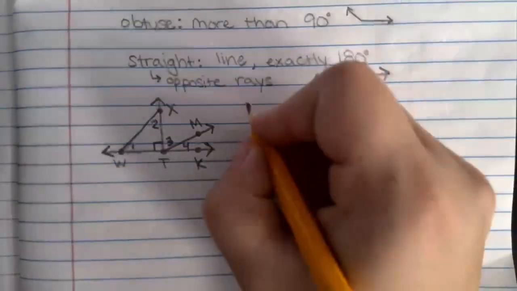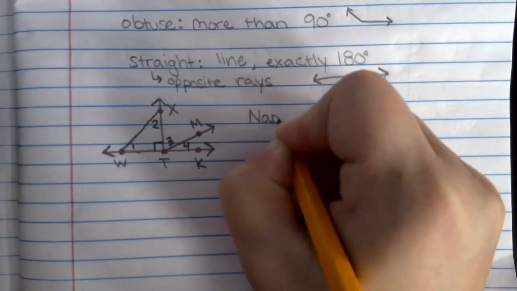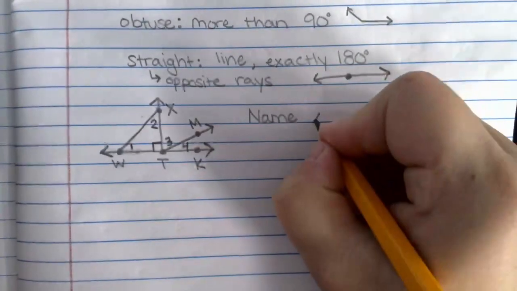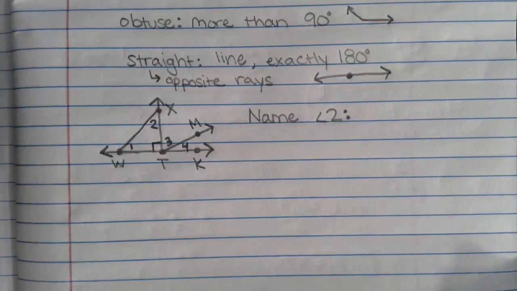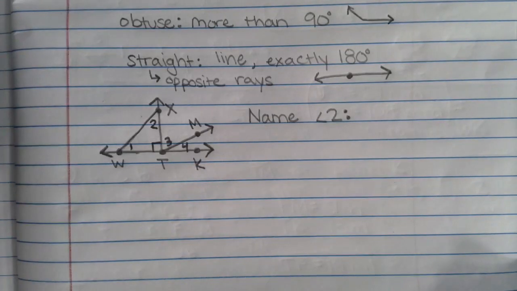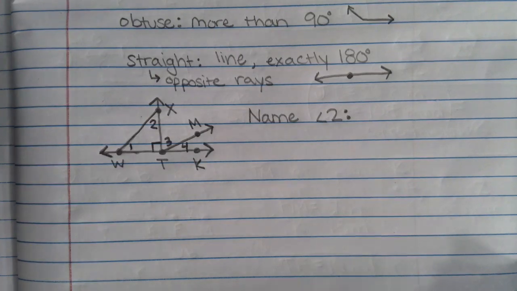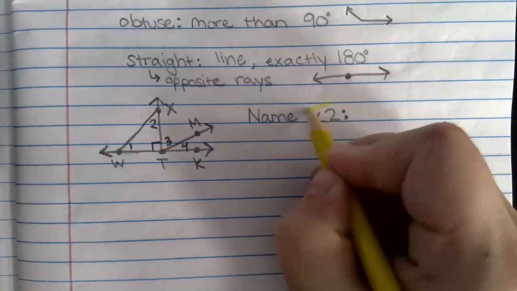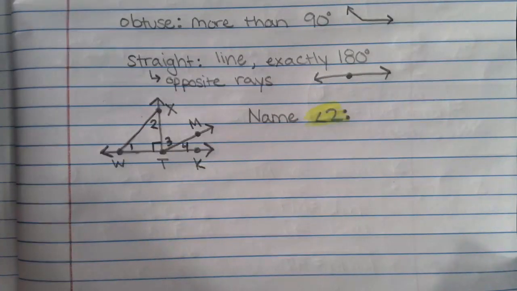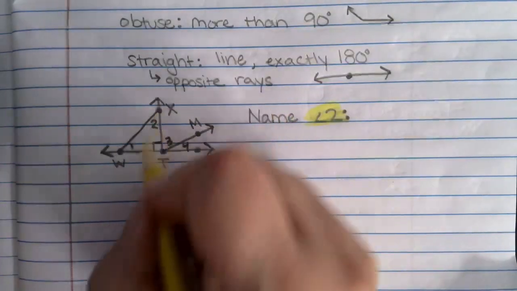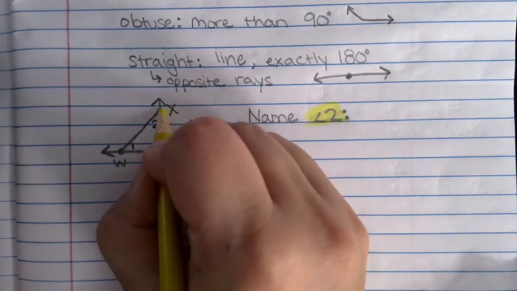All right, so first thing I want is another name for angle 2. So one way to name angles is if there's numbers there, we can use those numbers. But if I want another name for it, what do I have to use? Points. How many points do I need? 3. Good.